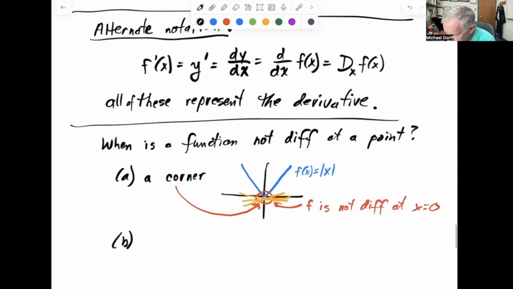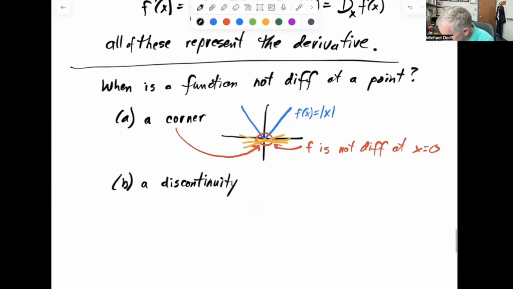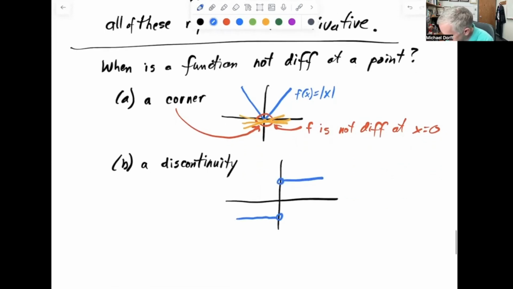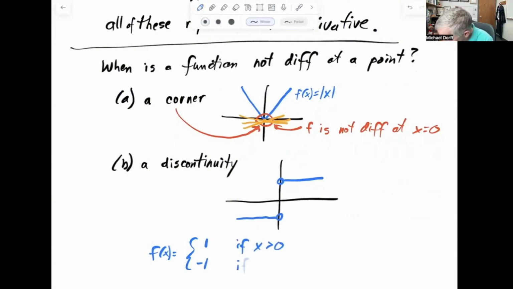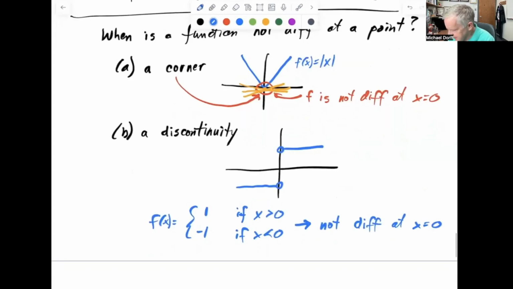A second case where the function is not differentiable is if there is a discontinuity. This is one reason why we talked about continuity earlier. If I draw a graph of this, it could be something like this. What's a function that represents that? f of x equals 1 if x is greater than 0, and -1 if x is less than 0. This is not differentiable at x equals 0. There's a discontinuity there. Even if I just fill one of these points in, I still can't find the derivative there.